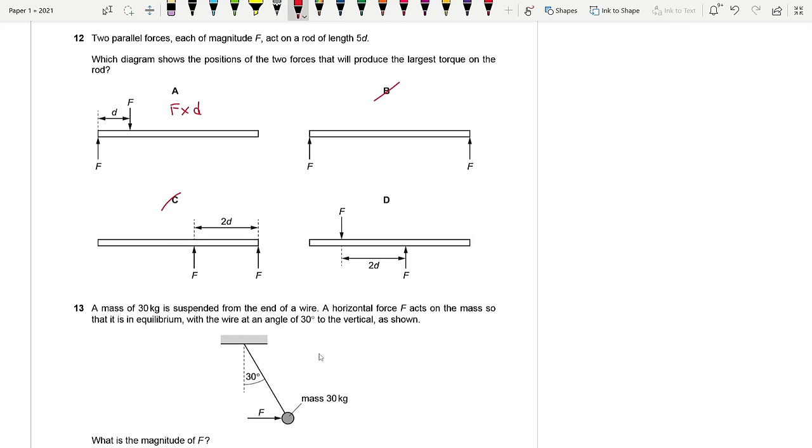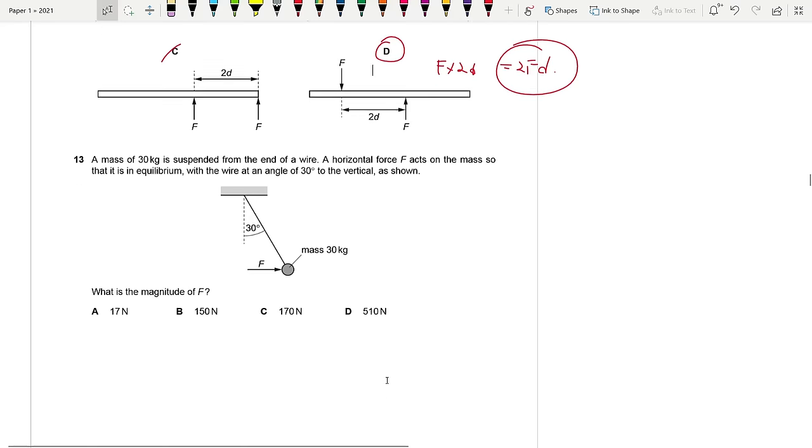Do you guys get it? The force, one of the forces, and the distance between them. For A, it's FD. For D, it's F into twice D, which is 2FD. This is the net moment in D. So D is the correct answer, okay? It's higher. Torque means net moment and D has the largest torque.